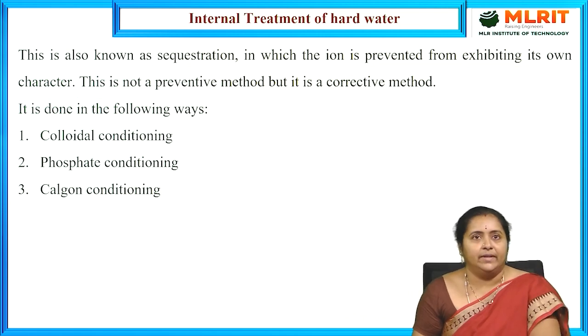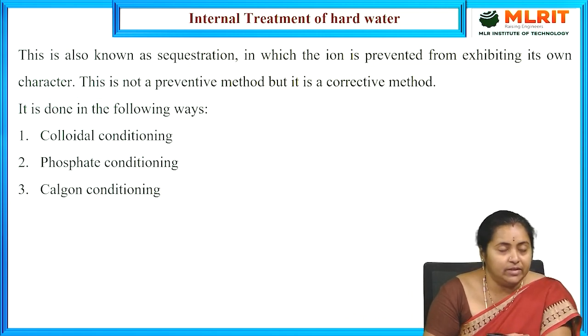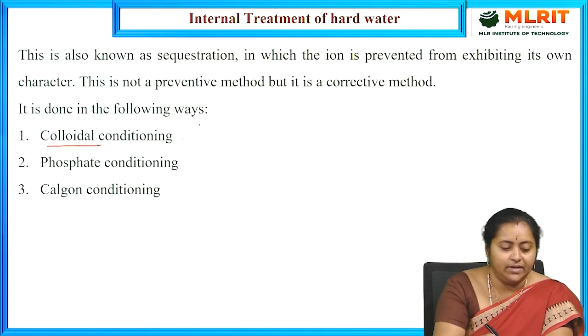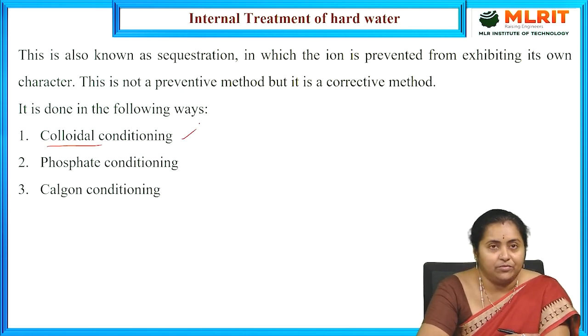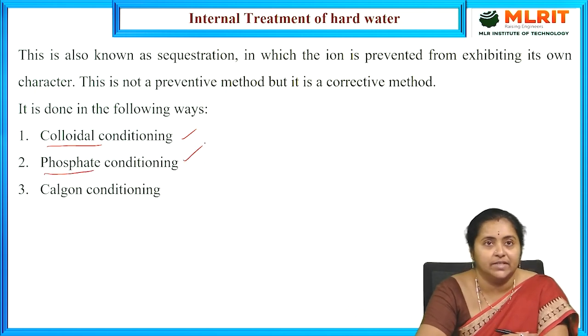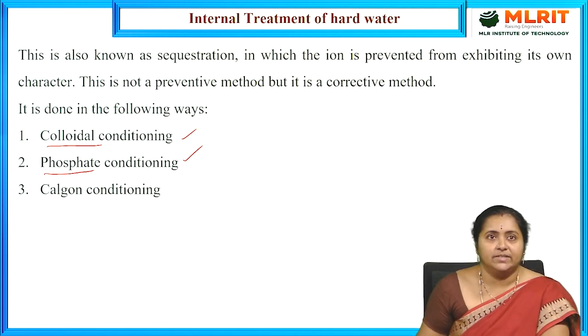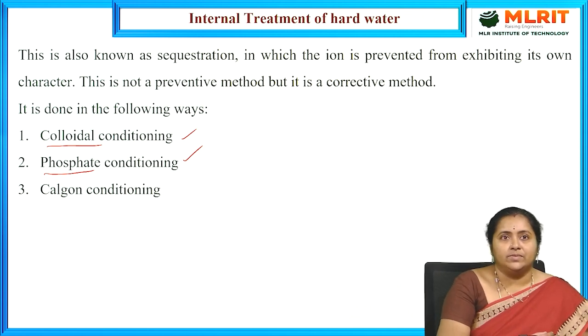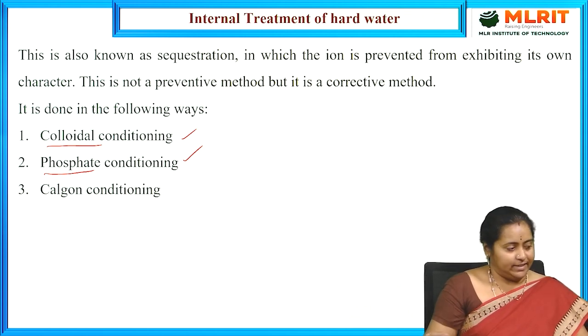Let us see how it can be done. It can be done in several ways, and three are listed here. One is colloidal conditioning. Some colloidal substances are added and mixed well, so that they convert the hardness into either insoluble precipitates or sludge, which can be easily removed by blow-down operation or filtration. Another technique is phosphate conditioning. In this, we add phosphate in the form of trisodium phosphate to the boiler water and mix it very well, so that it converts into insoluble precipitate, which can be removed by filtration.